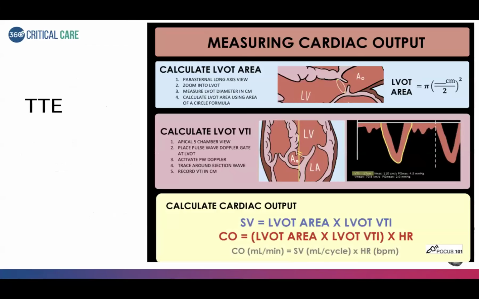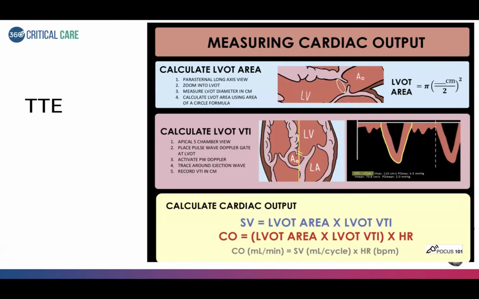So coming on to the next non-invasive method, that is transthoracic echo. So how are we going to measure the cardiac output with the transthoracic echo? We need to calculate only two values. Number one, left ventricular outflow tract area. In a parasternal long axis view, you are going to zoom in on the left ventricular outflow tract, and you are going to measure the left ventricular outflow tract diameter in centimeters. So using this formula, you are going to calculate the left ventricular outflow tract area. Then second one, we are going to calculate the left ventricular outflow tract VTI, which we already know.